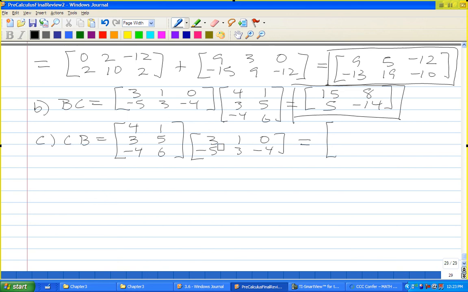12 minus 5, 7. 4 plus 3, really, 7. 0 minus 4, negative 4. 9 minus 25, minus 16. 3 plus 15, 18. 0 minus 20, negative 20. Negative 12 minus 30, minus 42.